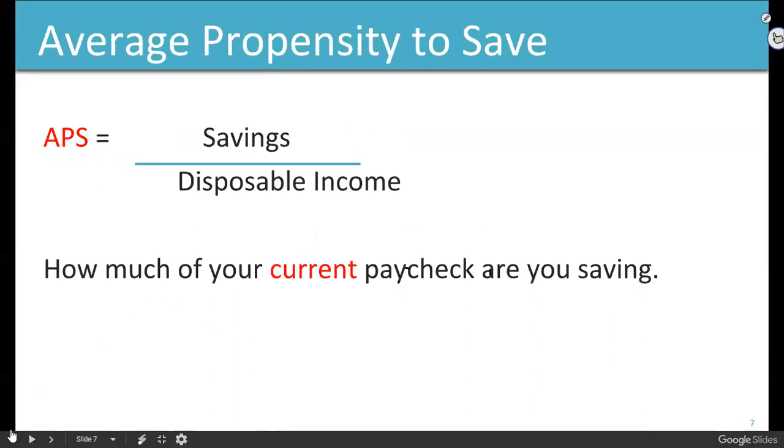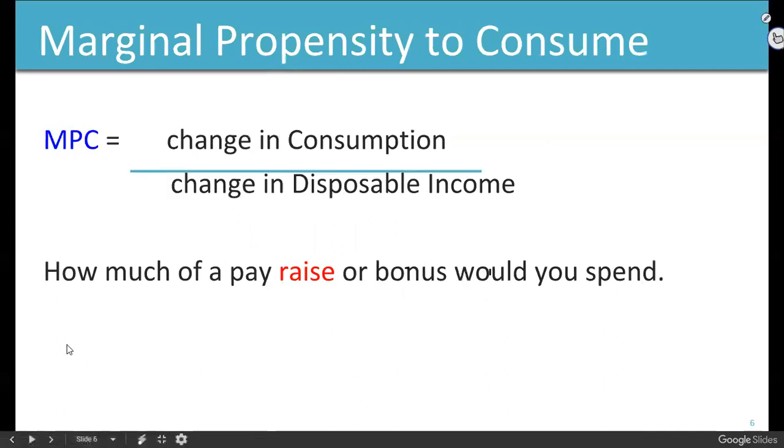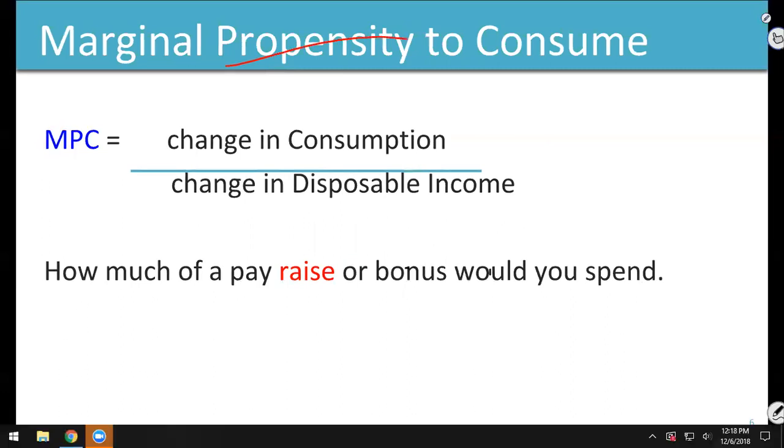Nope, because we have this math. The other thing I skipped: you have marginal. What's marginal mean? Extra. So this is our propensity, our tendency, when we get extra money. If you get extra money, what are you going to do with that extra money? You get a pay raise. What percentage of that pay raise are you going to spend? You get a Christmas bonus as extra money. What are you going to do with that? And the savings percentage and the spending percentage are going to be different.